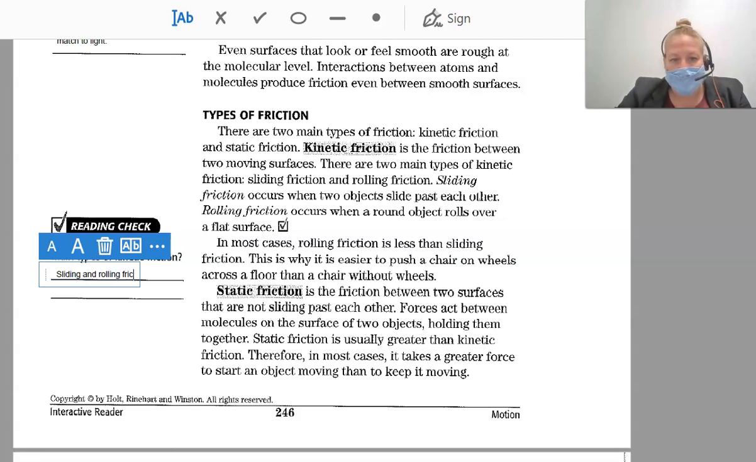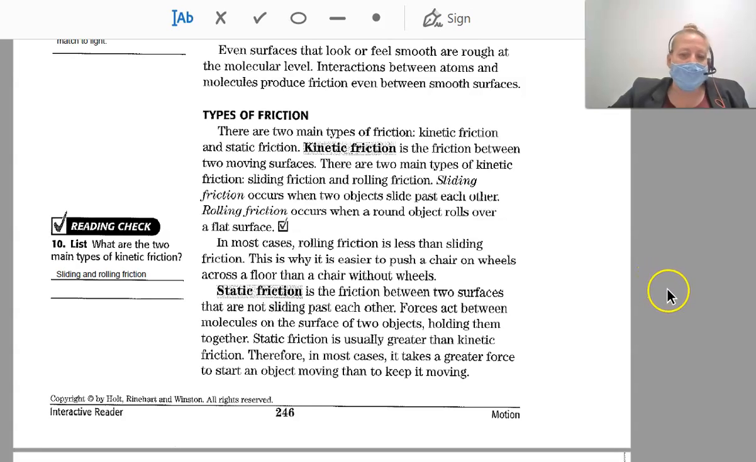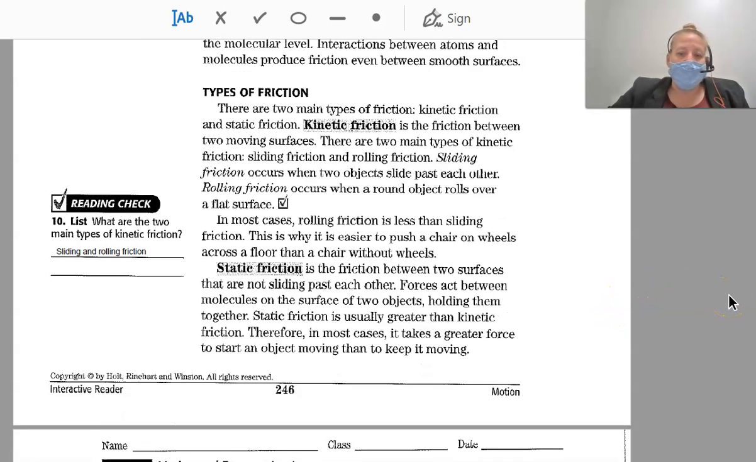Okay? Static friction is the friction between two surfaces that are not sliding past each other. Forces act between molecules on the surface of two objects, holding them together. Static friction is usually greater than kinetic friction. Therefore, in most cases, it takes greater force to start an object moving than to keep it moving.